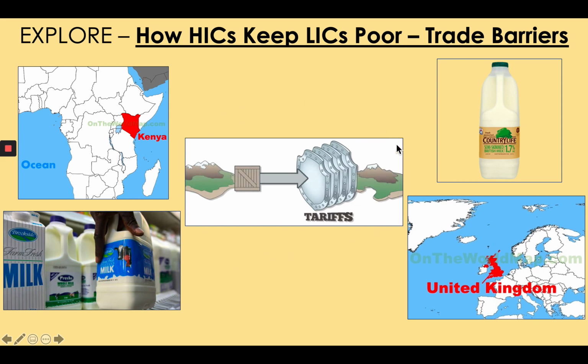There are many examples of these around the world, not just on milk, but on all kinds of products. But all of them have the same goal, which is to protect the jobs and the incomes of people in that country. As a result, the LICs lose income and they remain poor.